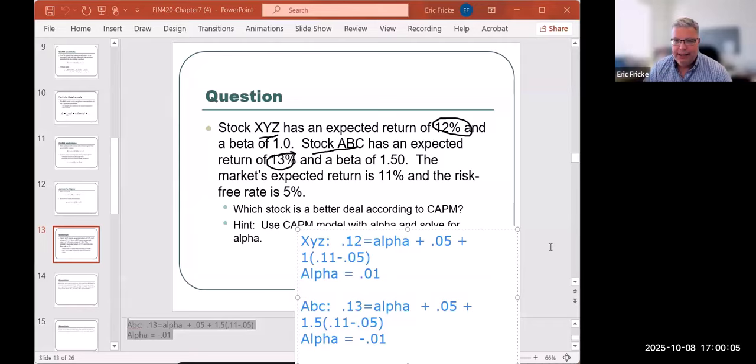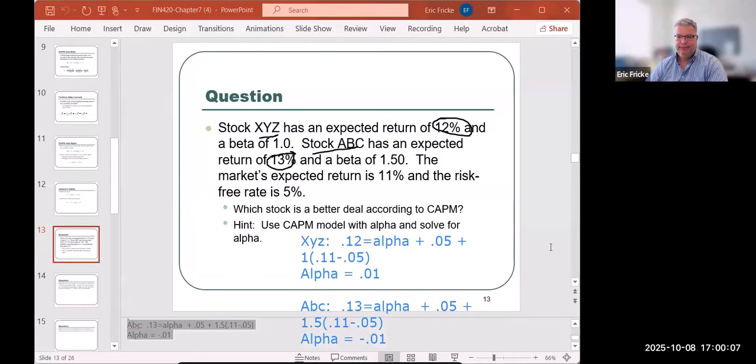So if you're to go calculate it, first off, with XYZ, we plug it into that equation that we've got. We know the stock has a return of 0.12. In fact, I should have used the Jensen's alpha equation here. Sorry about that.